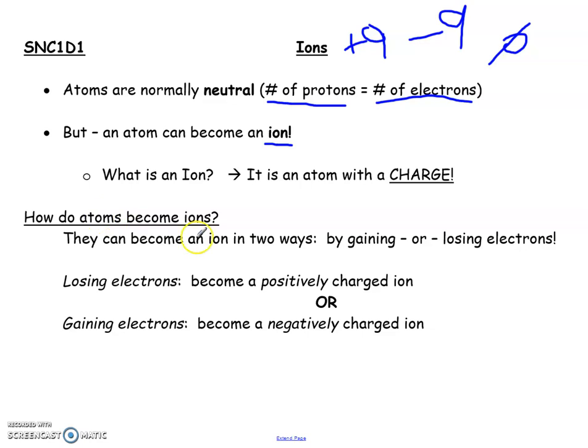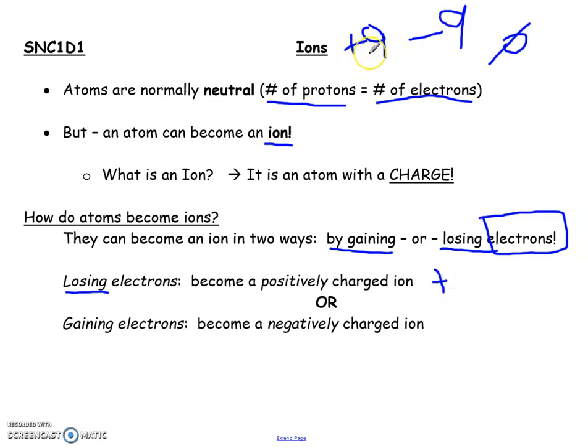So there's two ways that atoms can become ions. You can either gain electrons or lose electrons. But that is the key. The only thing that can change to make an atom an ion is the number of electrons. So if you have less electrons, if you're losing electrons, the ion will become positively charged.